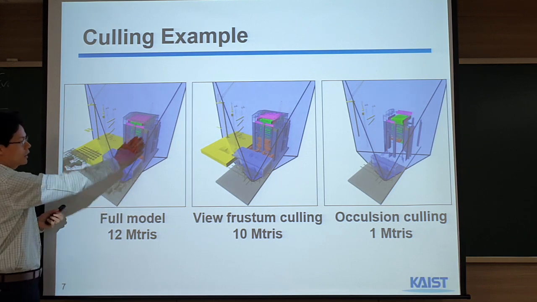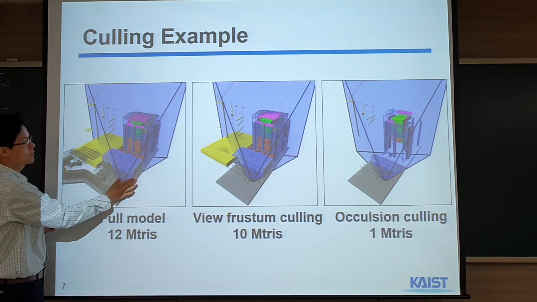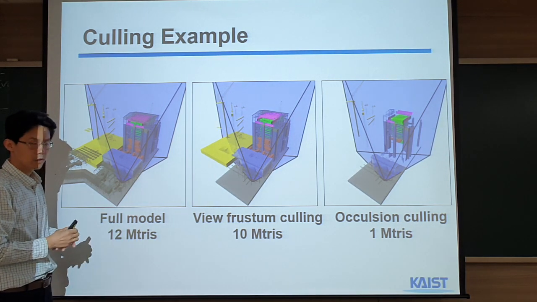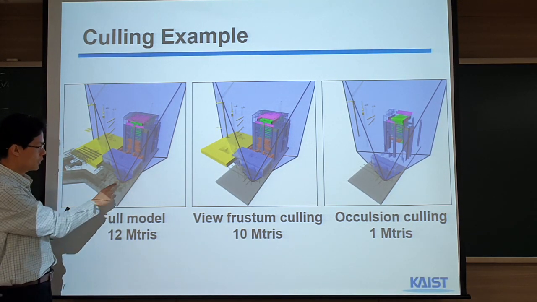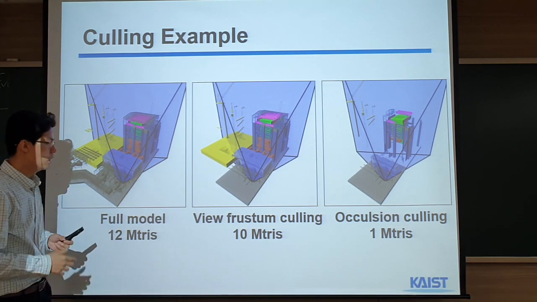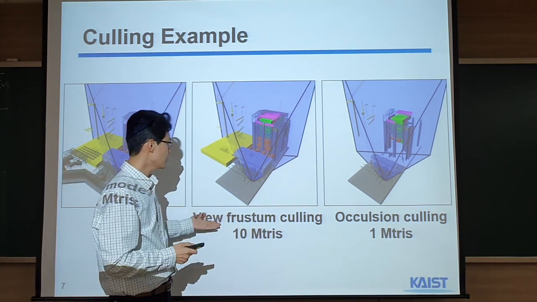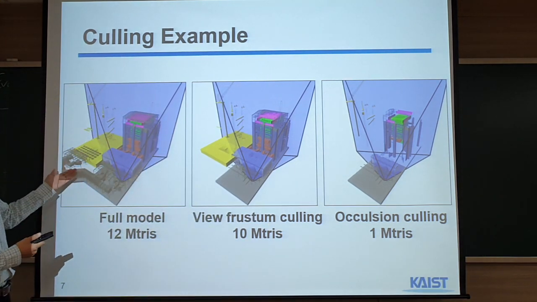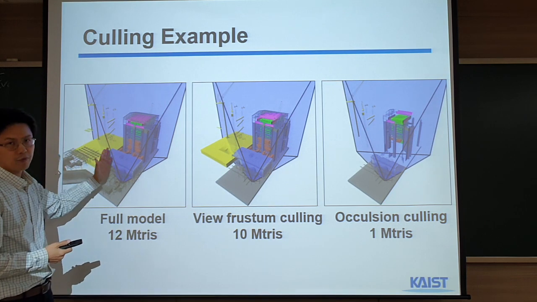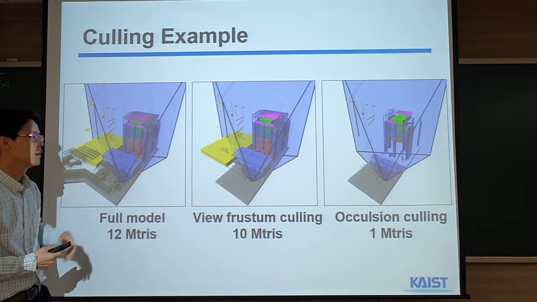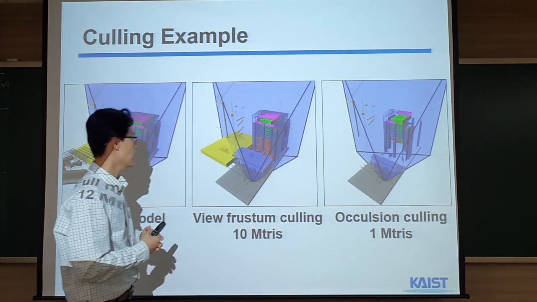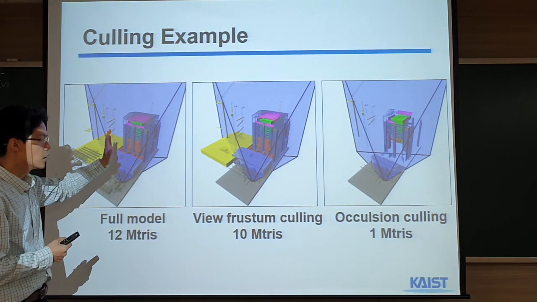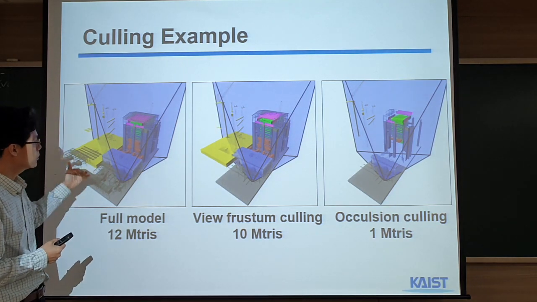Here is the model, and this one is showing the view frustum. Basically, our viewpoint is located here and looking in that direction. But if we perform view frustum culling, it means that some of the objects here are located outside of this view frustum, right? So there's no way that we can see them. It would be better if we can detect those regions outside of the view frustum, so we do not even send the data from the CPU to the GPU, right?